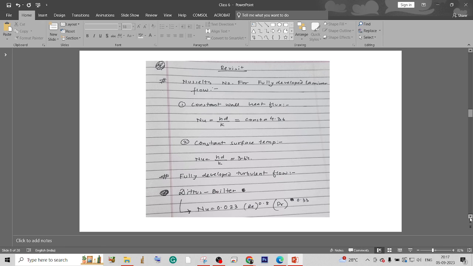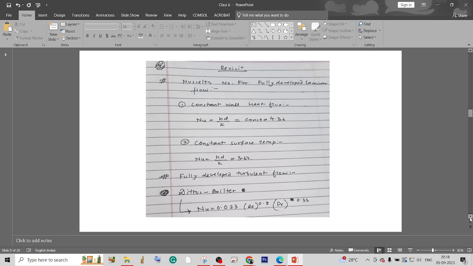Let's suppose a pipe is there and water is flowing inside, or any liquid may be flowing inside, and we have looped a heater around the whole pipe. What will happen? We can maintain constant heat flux there because the heat flux in every direction will be the same. So it will be constant.